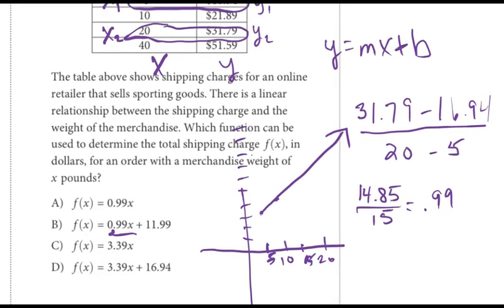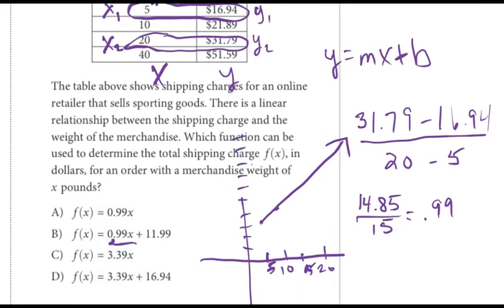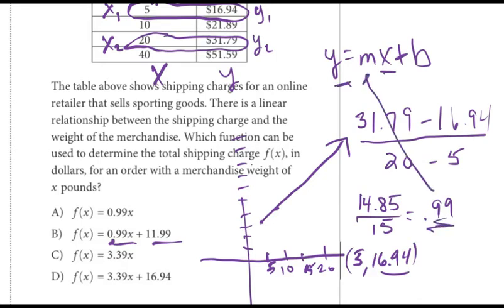Filling it in for y equals mx plus b, we could pick any point. Let's pick our initial point here of 5 and 16.94. We'll plug it in, and we'll find b, which we know is going to be 11.99, but we'll do it anyway. We plug in 5 into x, and we plug in 16.94 into y, and we plug in our slope, which is m, right there, and we'll find our b, which is our missing number.